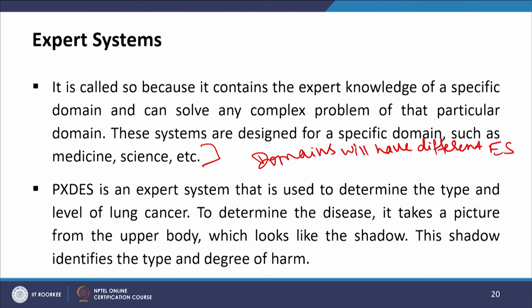PXDES is an expert system that is used to determine the type and level of lung cancers. To determine the disease, it takes a picture of the upper body, which looks like a shadow. This shadow identifies the types and degree of harm.